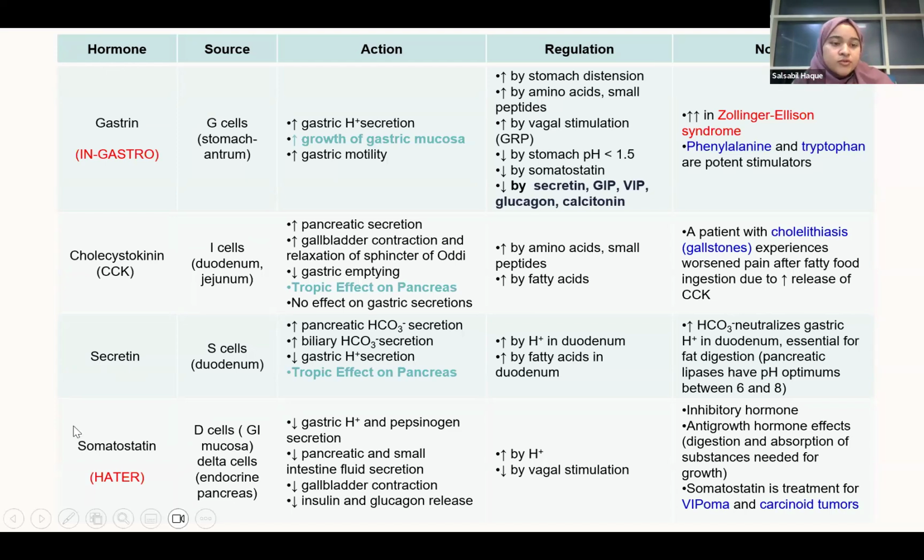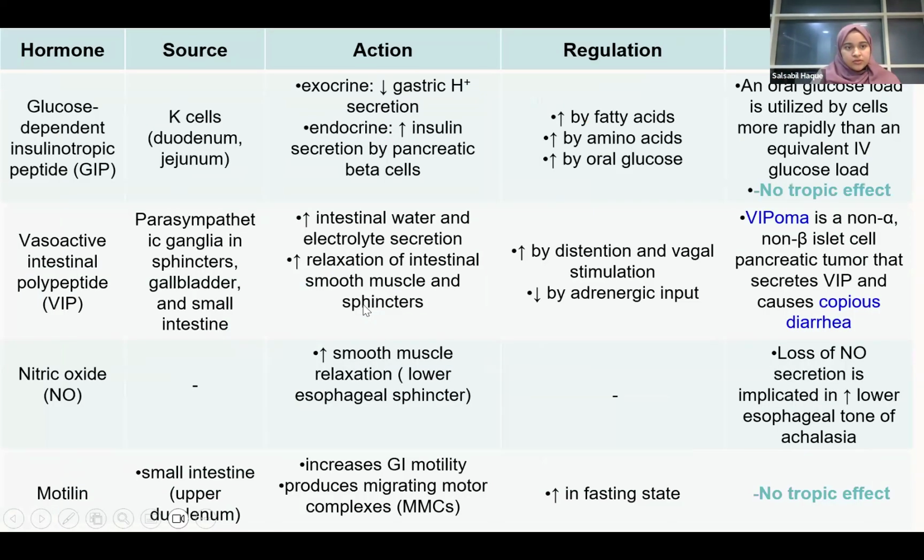All right, so this is something to remember: secretin inhibits gastric acid production, whereas gastrin increases gastric acid production. Makes sense. So somatostatin, how I remember this, it's basically a hater. It inhibits everything. It does not like anything. It is secreted by D cells of the gastric mucosa or delta cells of the endocrine pancreas, and this decreases hydrochloric acid secretion, pepsinogen secretion, pancreatic secretion, gallbladder contraction, and insulin. It decreases everything basically. All right, and that is a bit about those.